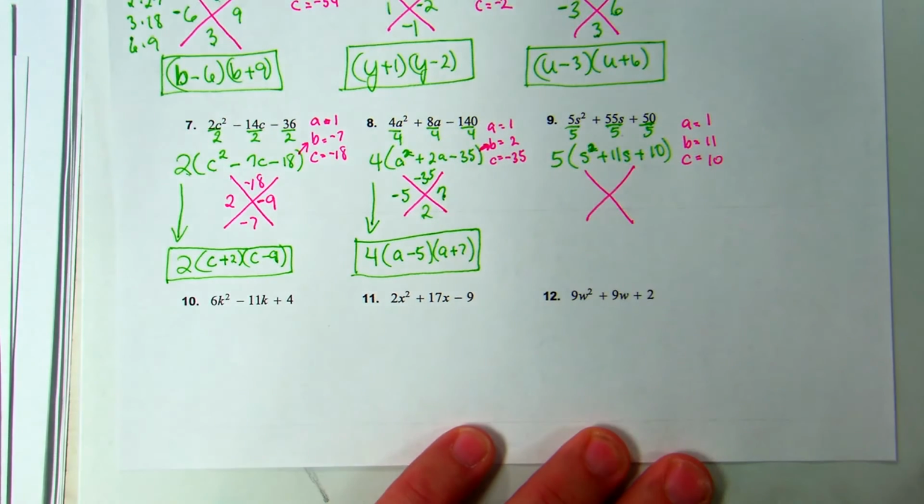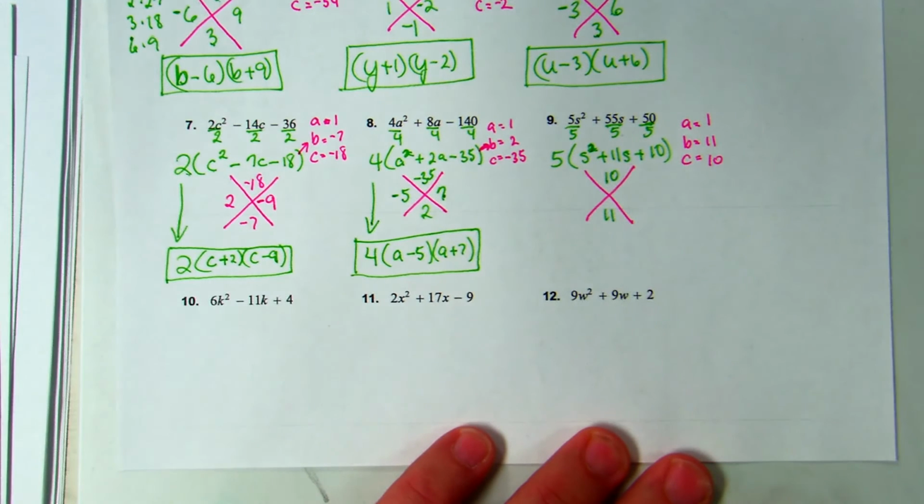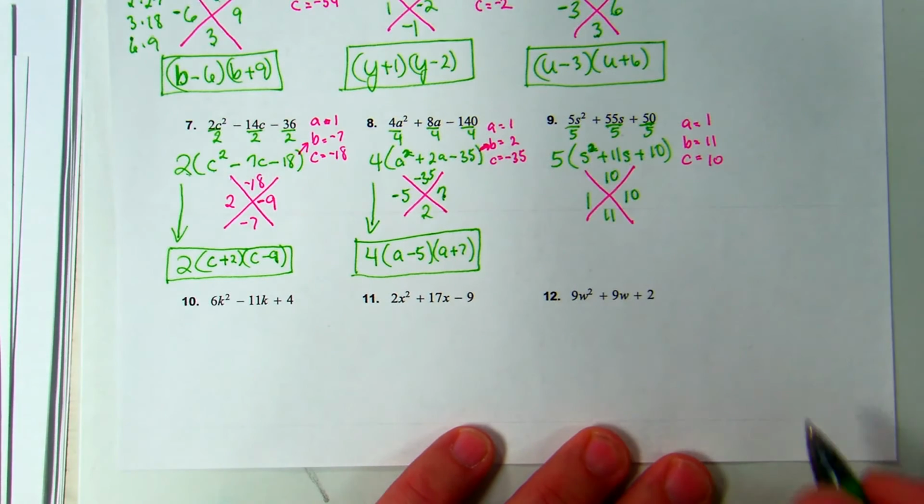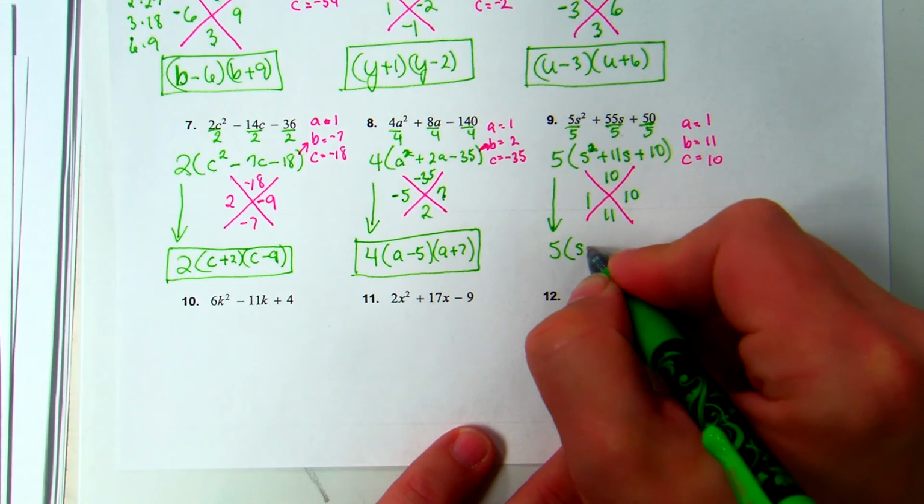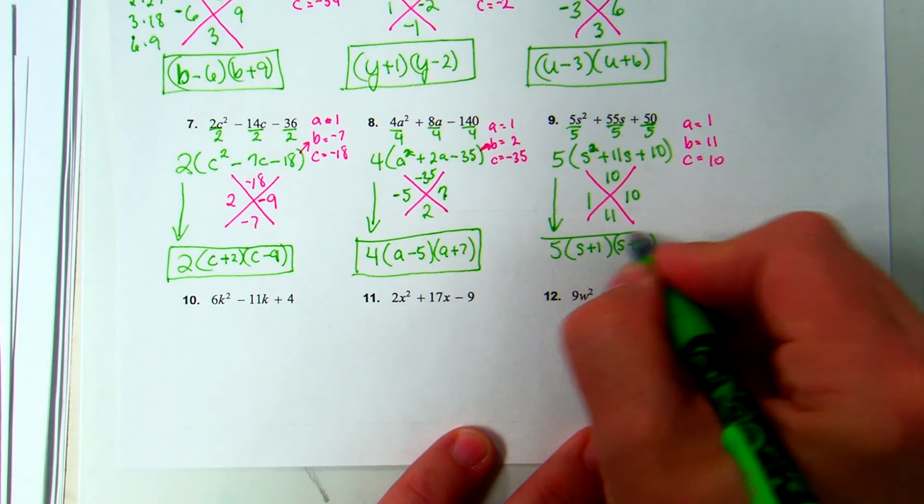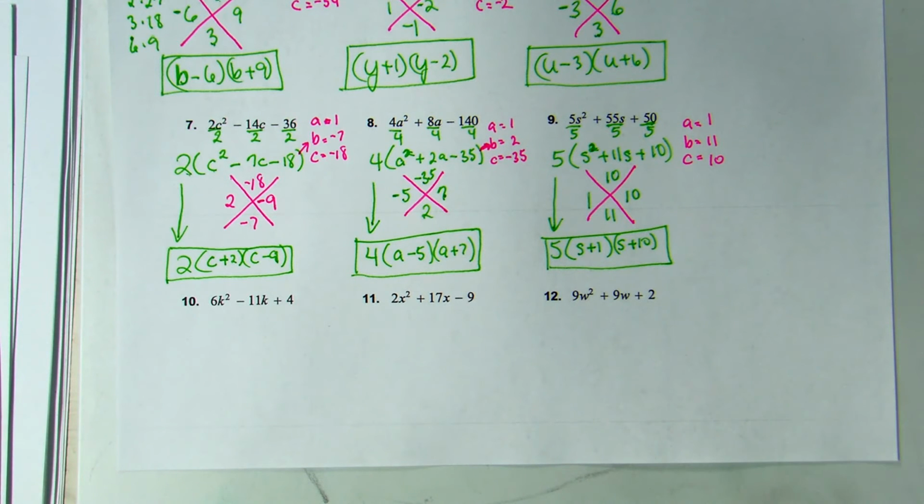I'll draw the X. The top is going to be 10. The bottom one's going to be 11. Pretty easy here. The two factors of 10 that add to be 11 are just 1 and 10. And again, don't forget your 5. 5 times S plus 1, S plus 10, and we are done with that. Pretty easy stuff. Again, once you get the hang of where things go, it's pretty simple. You just follow the process and you're done.